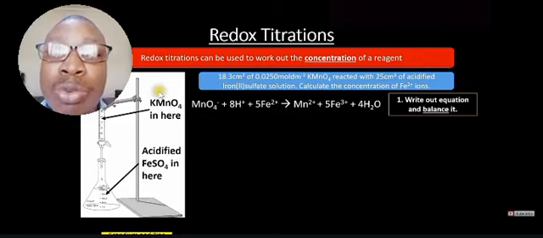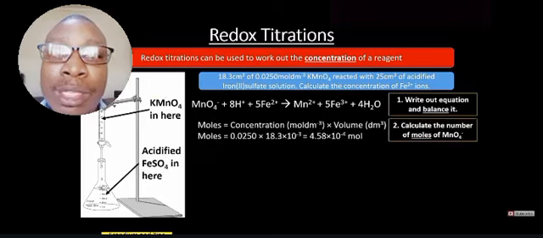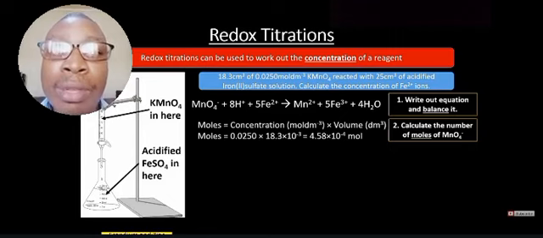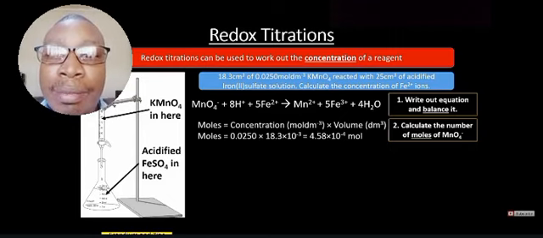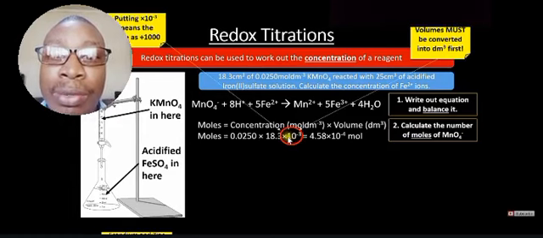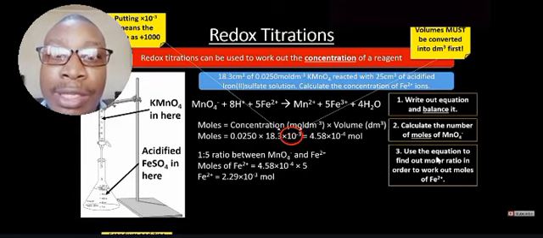This is where we are going to get our molar ratios. Once we have a balanced equation, we are supposed to calculate the number of moles for the reagent for which the information given allows us to calculate. The information given here allows us to calculate the number of moles of our potassium manganate. Number of moles is equal to concentration times volume. The concentration that we're given is 0.025 and the volume here is 18.3. You need to change this to cubic decimeters, so that's a 10 to the power minus 3 there, which is similar to saying divided by 1000. The number of moles there is 4.58 times 10 to the power minus 4.